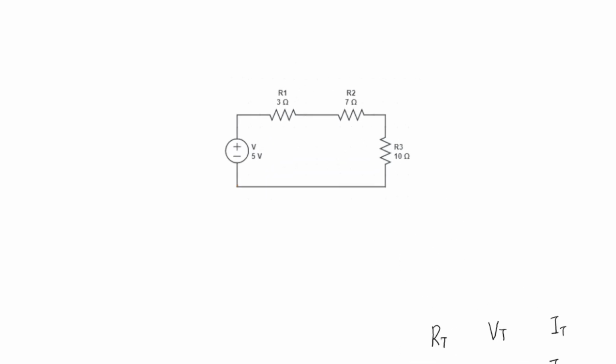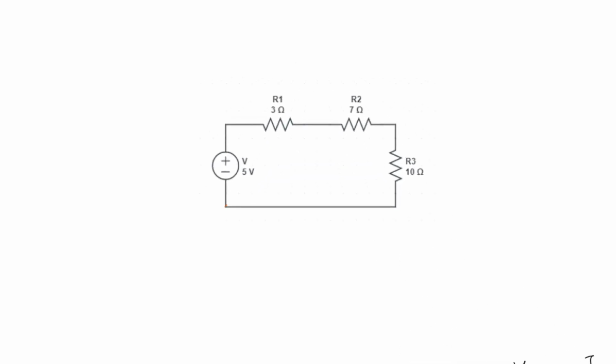Hello everyone. Today we are going to solve a very basic network of an electrical circuit. As we can see in this diagram, there are three resistors that are connected to each other through a battery. Looking at this circuit, we can see that there is only a single path for the current to flow through it. So this is definitely a series circuit.